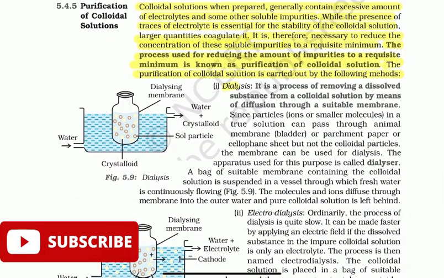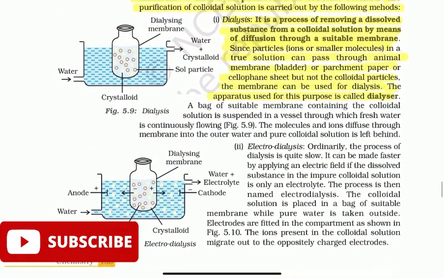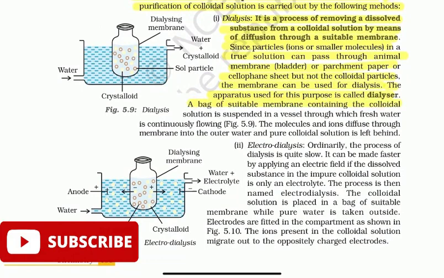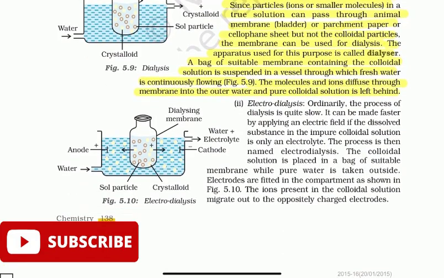1. Dialysis. It is a process of removing a dissolved substance from a colloidal solution by means of diffusion through a suitable membrane. Since particles in a true solution can pass through animal membrane or parchment paper or cellophane sheet but not the colloidal particles, the membrane can be used for dialysis. The apparatus used for this purpose is called dialyzer. A bag of suitable membrane containing the colloidal solution is suspended in a vessel through which fresh water is continuously flowing. The molecules and ions diffuse through the membrane to the outer water and pure colloidal solution is left behind.